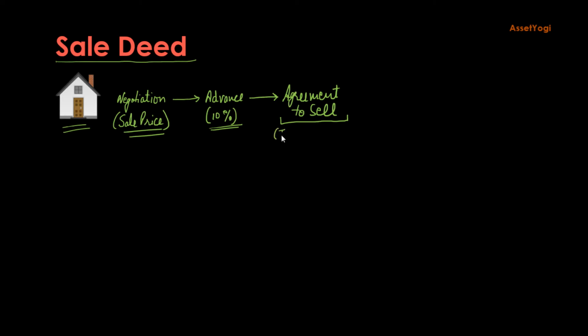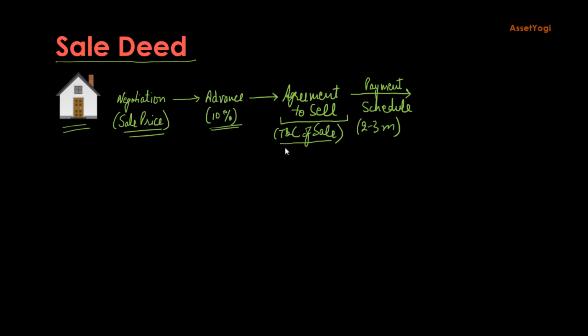So all the terms and conditions of sale will be written in this agreement, and the payment schedule will also be decided in this agreement to sell. Generally you will get 2 to 3 months to make the full payment. So this complete payment schedule will be mentioned in the agreement to sell, and there will be other terms and conditions of sale. For example, if the buyer defaults on the payment, then what are the kind of damages the buyer has to pay, or if the seller backs out from the deal, then what are the kind of damages the seller has to pay.